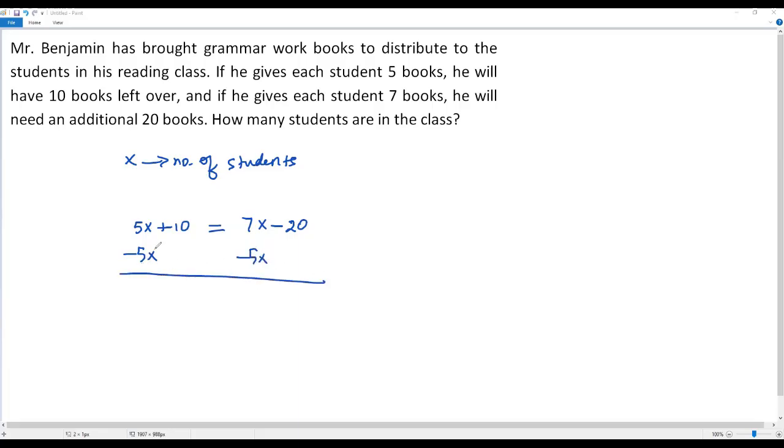When I do so, this positive 5x and negative 5x will cancel out. Then I'm getting 10 equals, when I simplify this one, 2x minus 20. Now let me add 20 to both sides. When I do so, this negative 20 and positive 20 will cancel out. I'm getting 30 equals 2x.